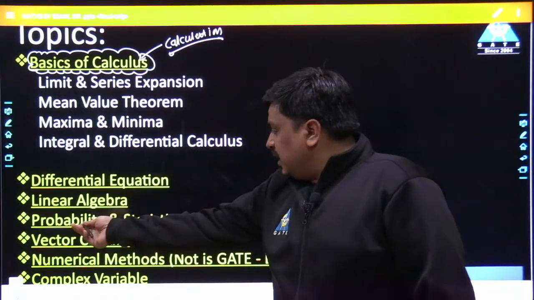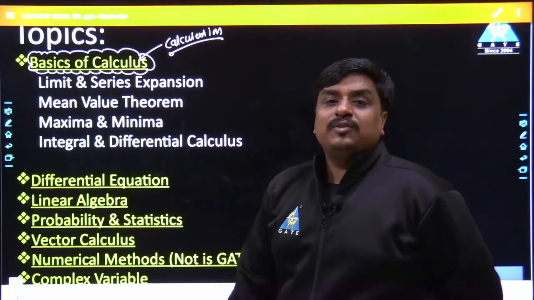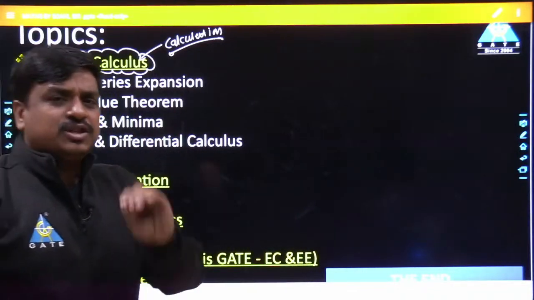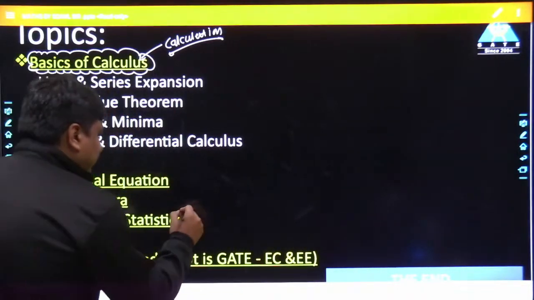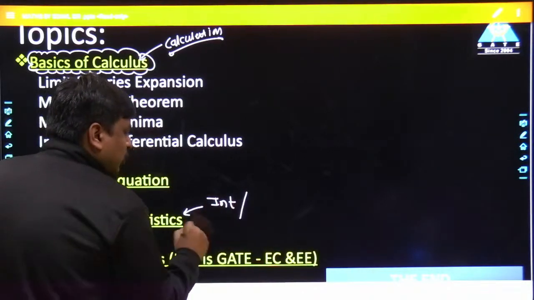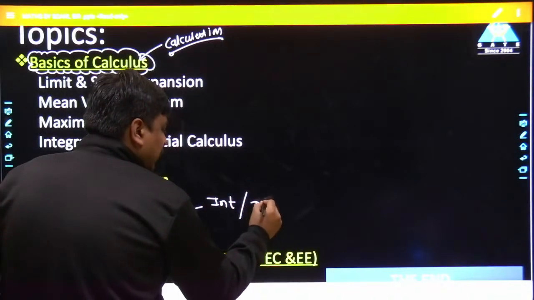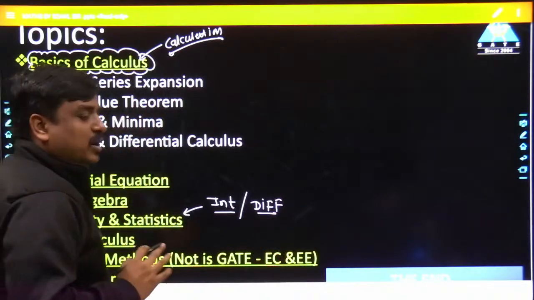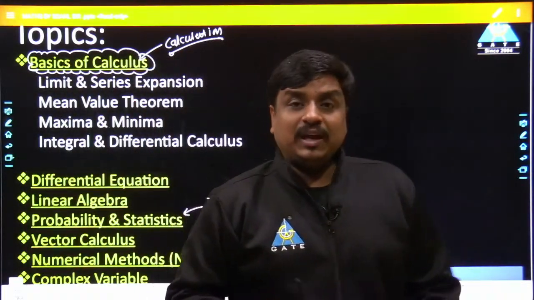Not only that, even while dealing with the normal distribution, you also have to have good command over the gamma integration, which comes repeatedly in the GATE examination. So what I am saying is, integral calculus is required. Similarly, differential calculus is also required. So until and unless you have good command over these two topics, you may not be able to move ahead.